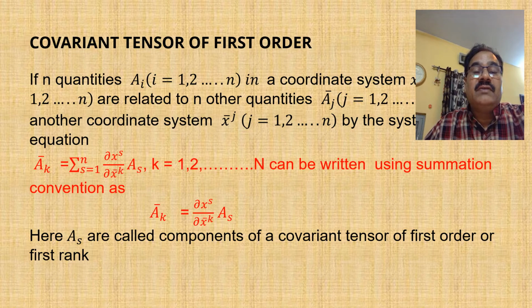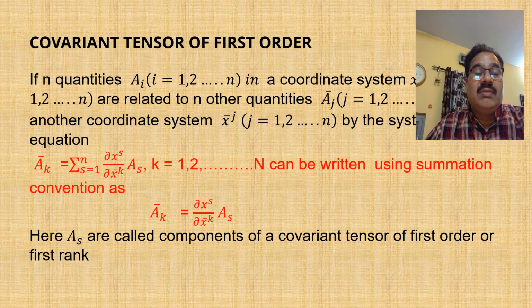A tensor is always defined in the form of quantities. If n quantities are written as subscript a i, where i varies from 1 to n in a coordinate system x i, and are related to n other quantities, why other quantities? Because we always define the tensor with the help of components or with the transformation. So for that purpose we define other quantities like a bar j, where j is the subscript varying from 1 to n in another coordinate system x bar j.